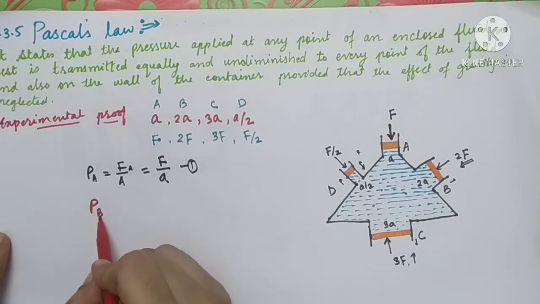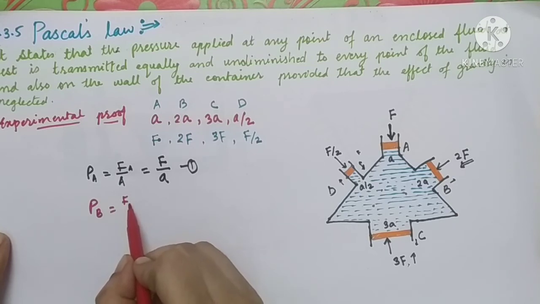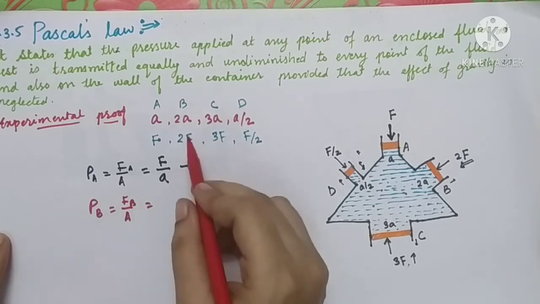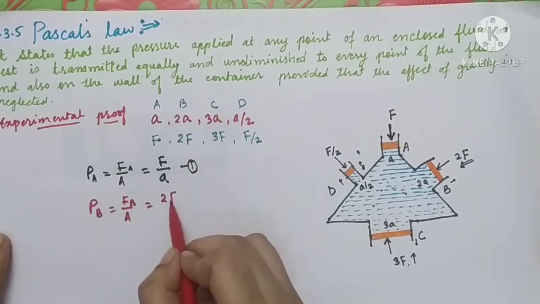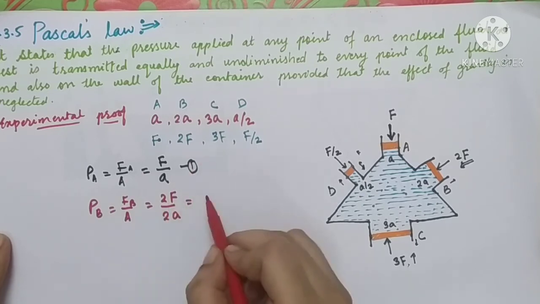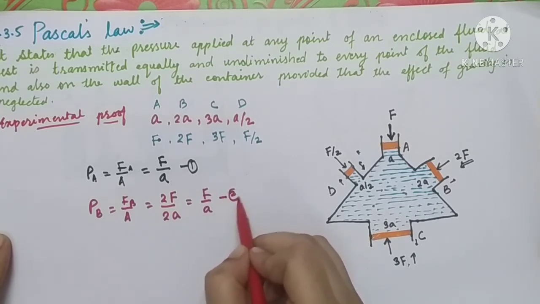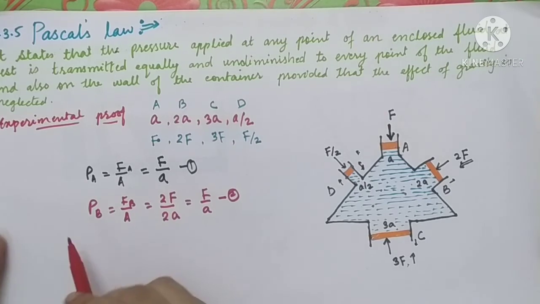For point B, the formula for pressure is again force per unit area. So we write F_B upon area. The force on B is twice F. The area is twice that of A. The 2 will get cancelled, and you get F upon A. Give this one as equation number 2.